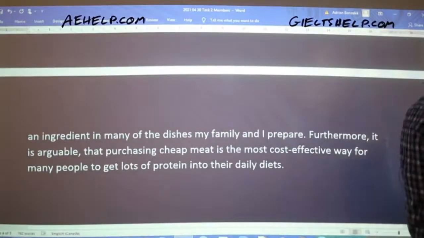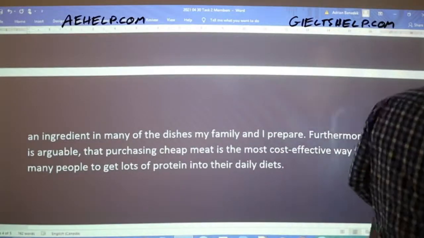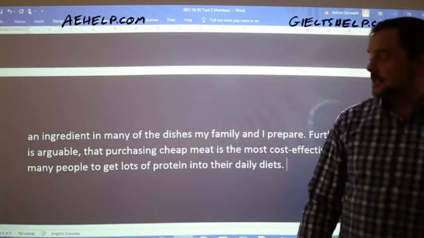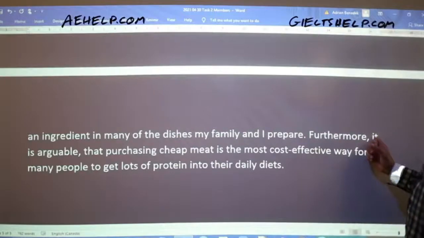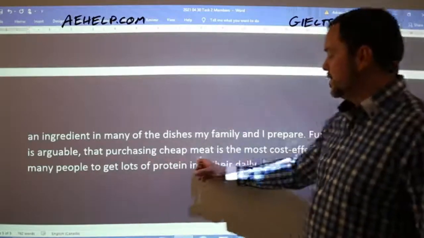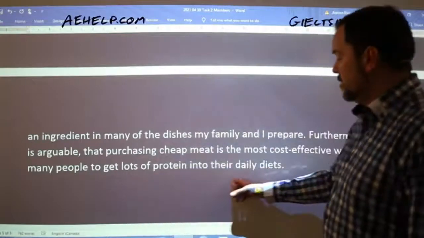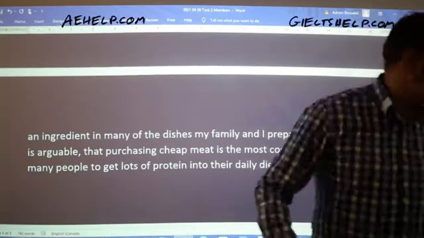So now I'm going to finish this paragraph. Because I mentioned cost, I definitely want to include a bit there. So furthermore, it is arguable that purchasing cheap meat is the most cost-effective way for many people to get lots of protein into their daily diets.